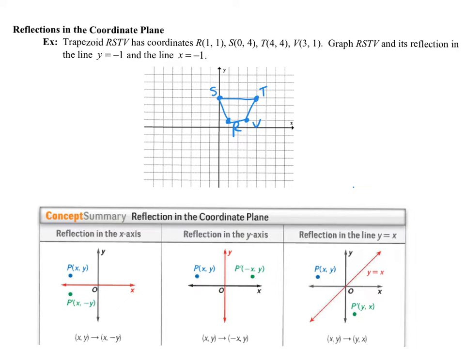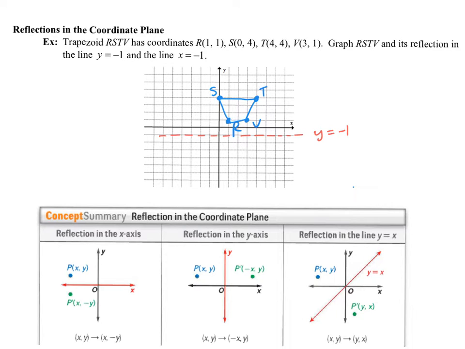And so now let's do the two reflections. Our first reflection is going to be in the line y equals -1. Well, remember that the line y equals -1 is a horizontal line that passes through -1 on the y-axis. So let me go ahead and sketch that line. So this is the line y equals -1. Okay, and so let's draw the reflection in that line, y equals -1.